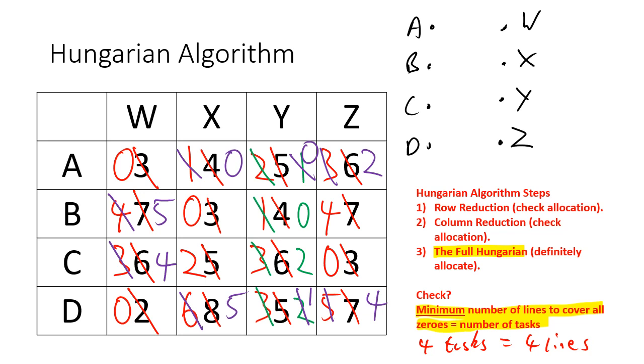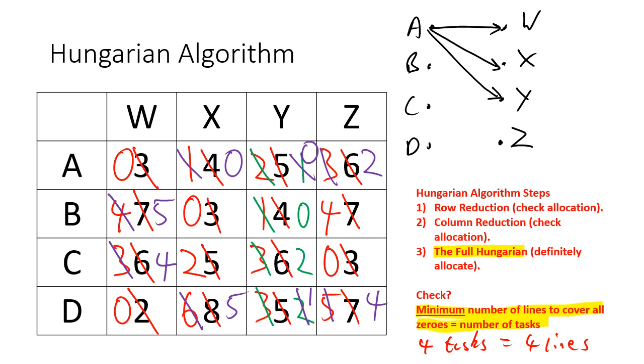So if I look at this first row, A can connect to W, X, and Y because they're all zeros. So A can go to W, X, and Y because they're all zeros. Let's check the next one when we're building our graph. I'm going to do this in a different color.